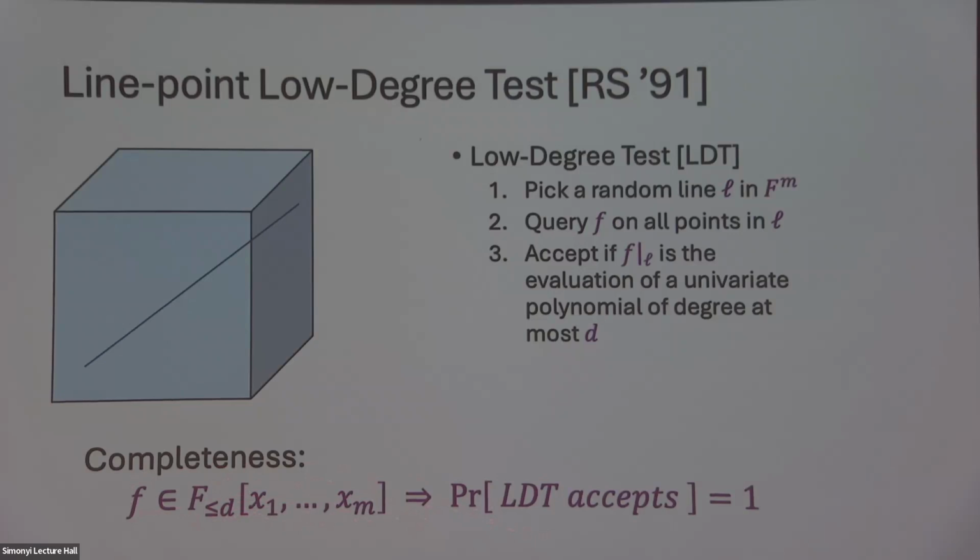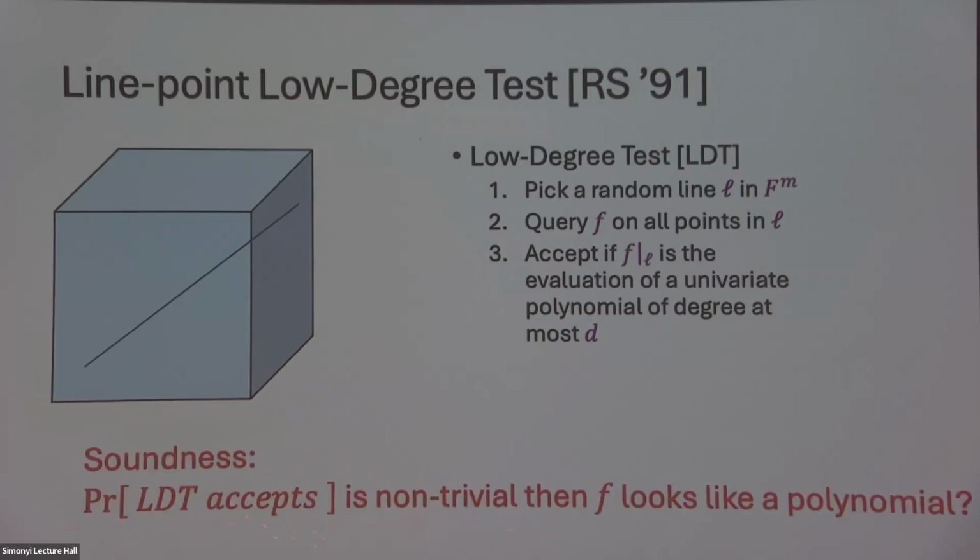What we're interested in is the other statement. If you can show that this test accepts with some non-trivial probability, can we say that f somehow looks like a polynomial? That's the main thing we'll be interested in, the soundness of this test. Say this test passes with some probability, say 99% or 1%, whichever. Looking at all the parameter settings, for each of those cases, can we say that f does indeed look like a polynomial?